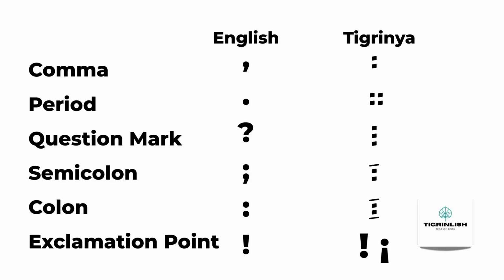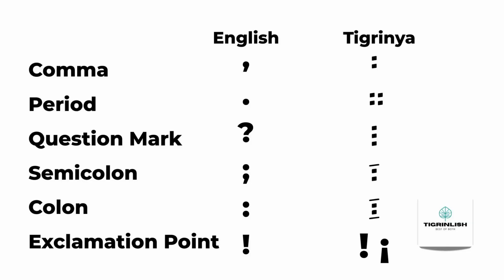A colon in English is just 2 dots on top of each other. Don't get that confused with the comma in Tigrinya because they look the same. But a colon in Tigrinya is a diagonal line on top, 2 dots on top of each other in the middle, and a diagonal line on the bottom.